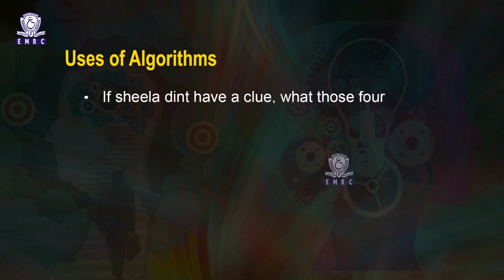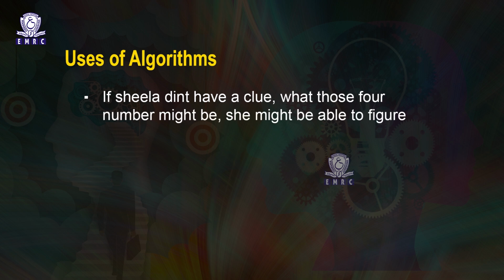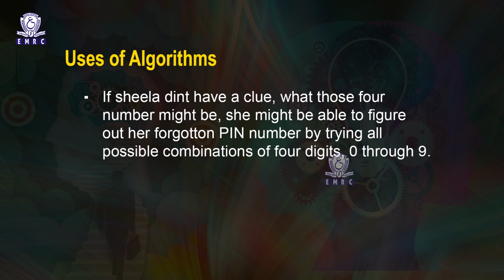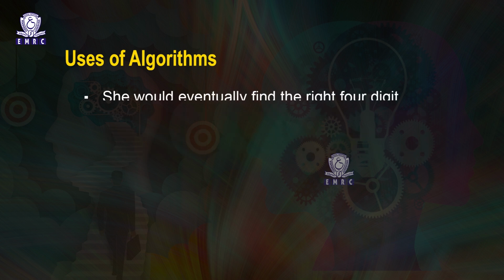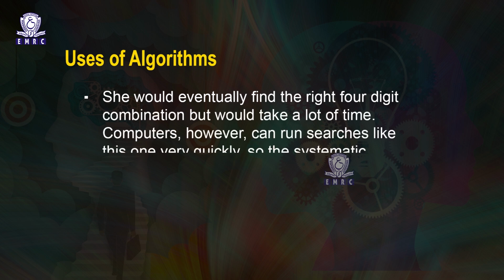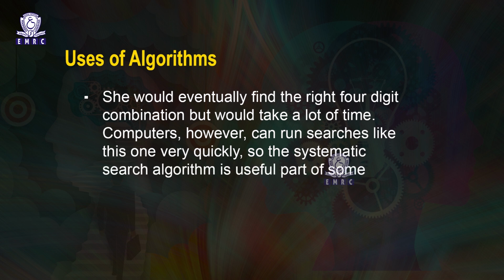But algorithms aren't always practical to use. For example, if Sheila didn't have a clue what those 4 numbers might be, she might be able to figure out her forgotten PIN number by trying all possible combinations of 4 digits, that is from 0 through 9. She would eventually find the right 4-digit combination, but it would take a lot of time. Computers, however, can run searches like this one very quickly. So, the systematic search algorithm is a useful part of some computer programs.